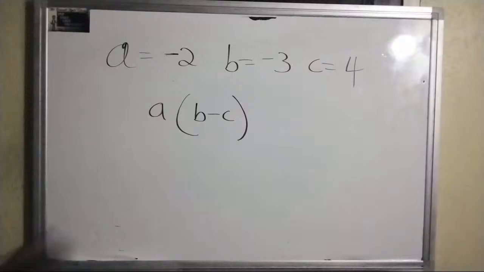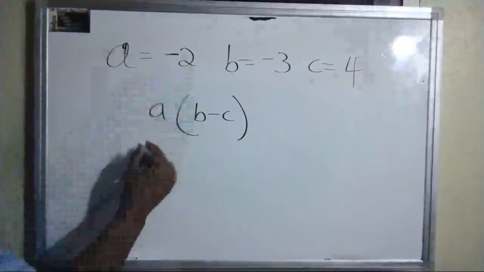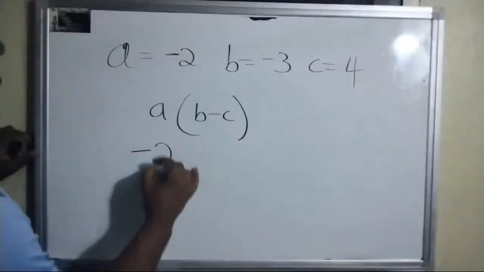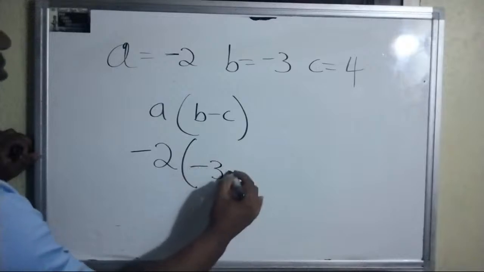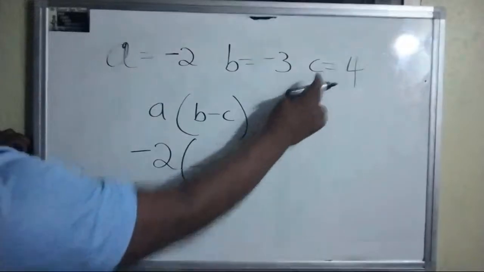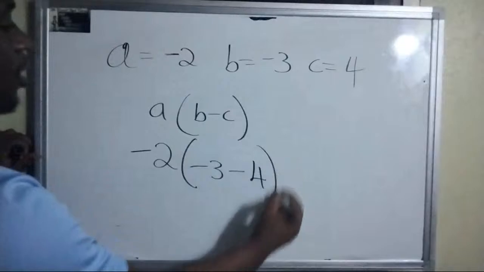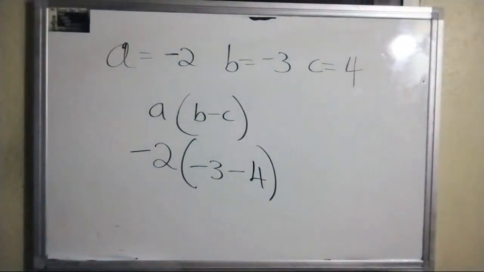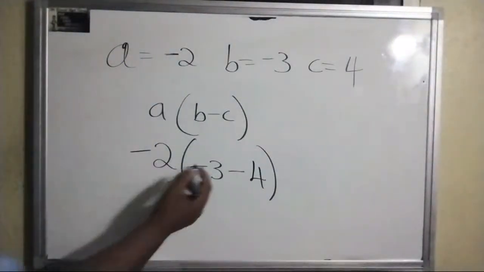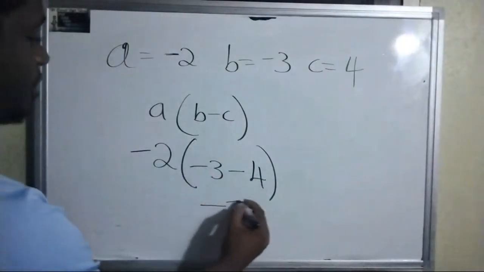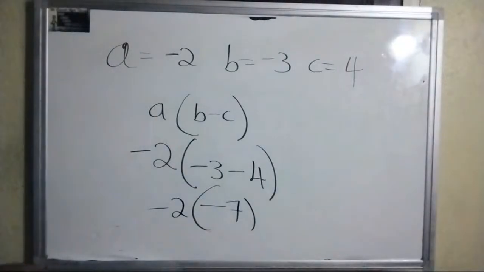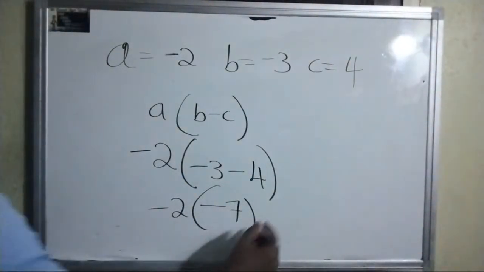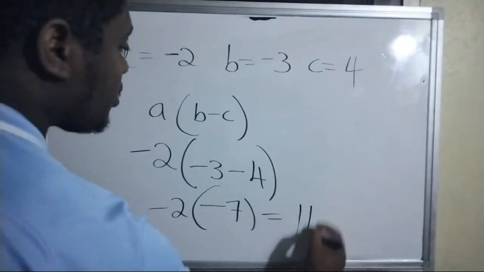Alright, so we know A is negative 2, so we just put that out. Bracket, B is negative 3 minus C, which is 4. According to the BODMAS rule, we do the bracket first, right? So negative 3 and negative 4 gives you negative 7. And we know the bracket means to multiply. Now a negative times a negative is positive. So we get 14.